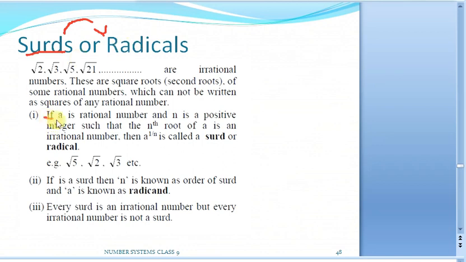If a is a rational number and n is a positive integer such that the nth root of a is an irrational number. So this definition looks to be difficult for you. Let me make it simple.